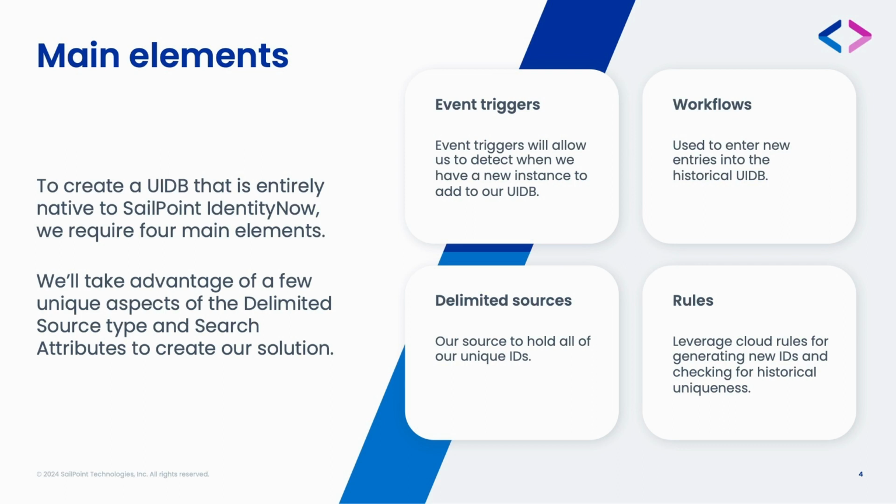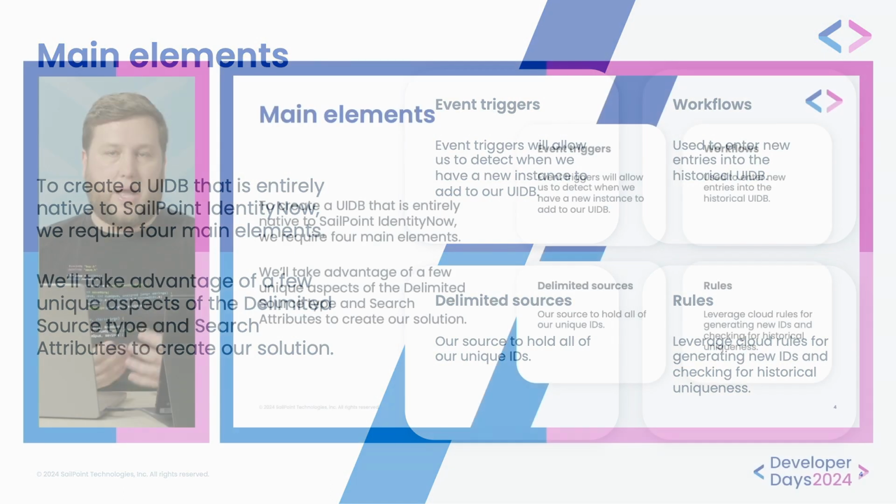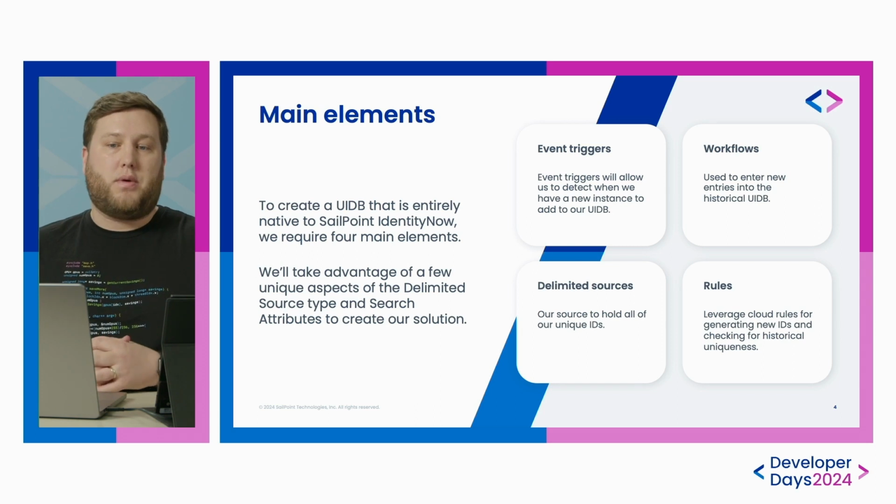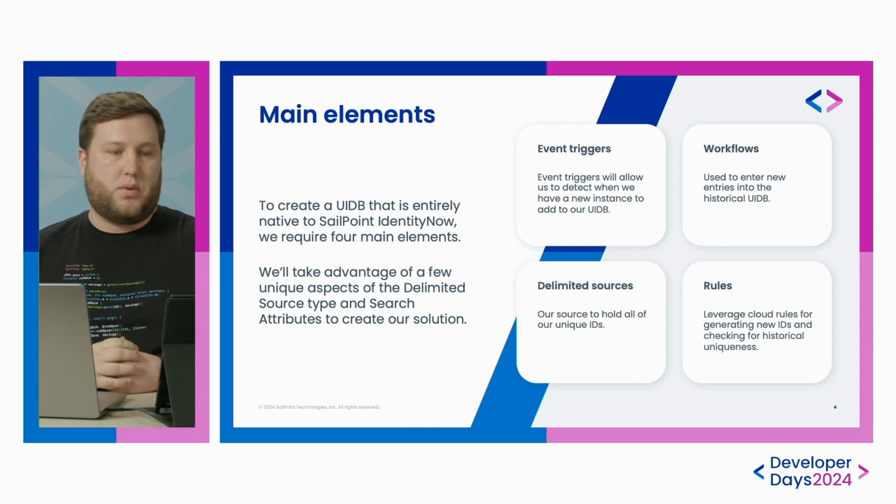The source we'll be using is a delimited source. That will be what's holding all of our unique IDs. There's some special aspects that we'll dig into about why we chose that compared to other source types. And then lastly, rules. We'll leverage cloud rules, whether that's an identity attribute rule or an attribute generator rule for a source. And we'll get into why we're using those.